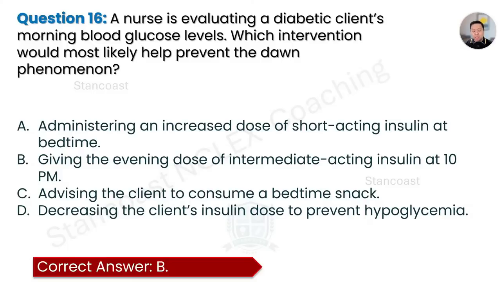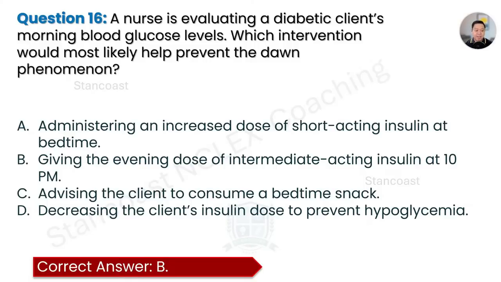Now, when you are adjusting the timing of intermediate acting insulin, such as an NPH, to 10 o'clock in the evening, it can allow it to peak in the early morning around 4 to 8 hours after the administration. So it will counteract this hyperglycemia. And so again, this is the most effective intervention to prevent morning hyperglycemia in dawn phenomenon.